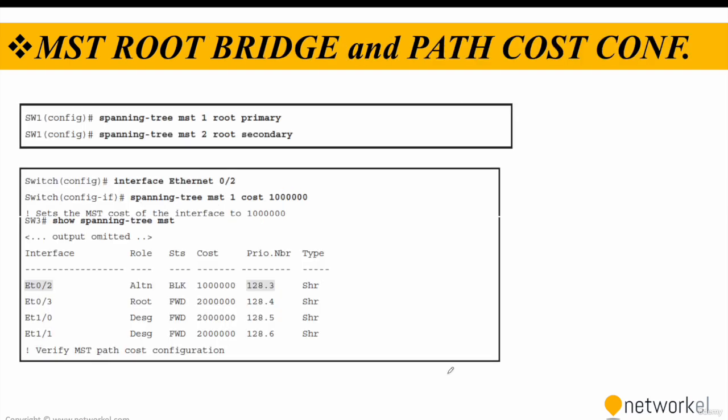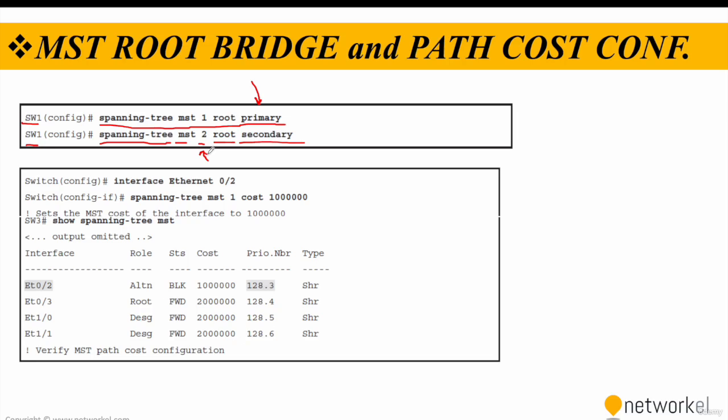If you want to configure a switch as the primary root bridge for a particular MST instance, we have this command. Okay, for example, spanning tree MST1 root primary will force this switch to be the primary switch, the root bridge for instance 1. And we also have another configuration, spanning tree MST2 this time, root secondary, and it will make this switch a secondary root bridge for instance 2.